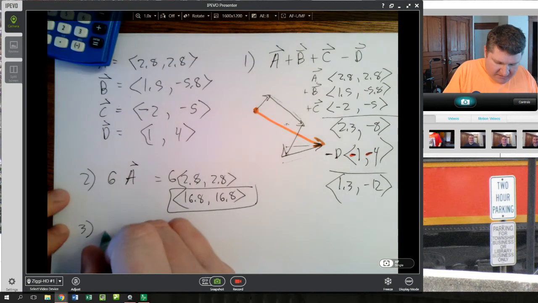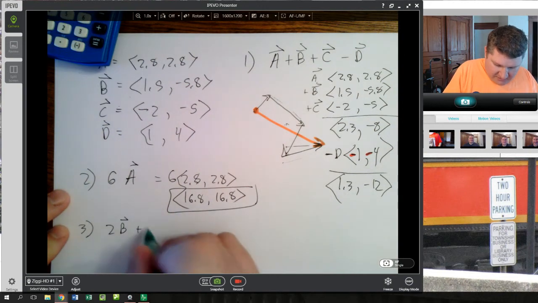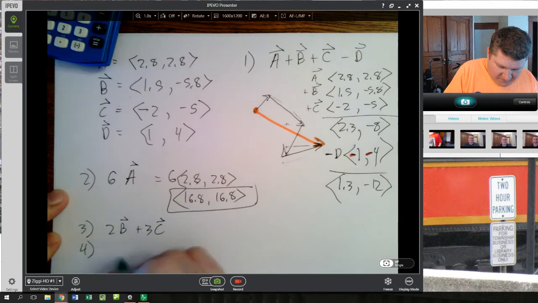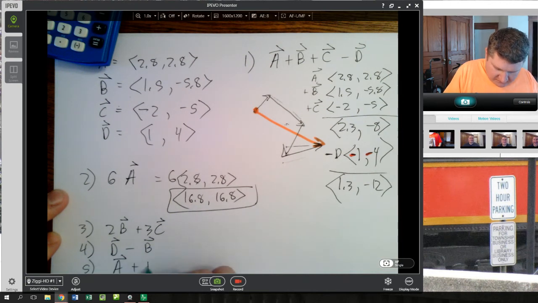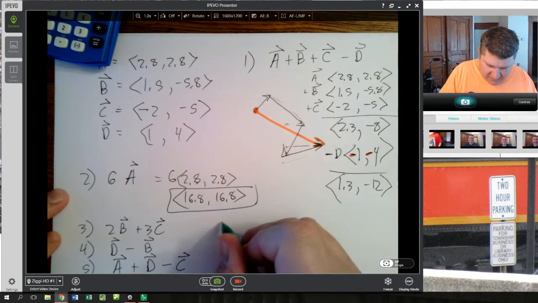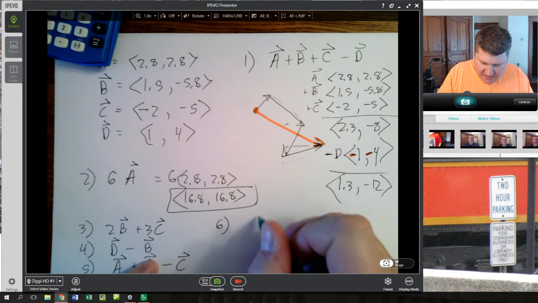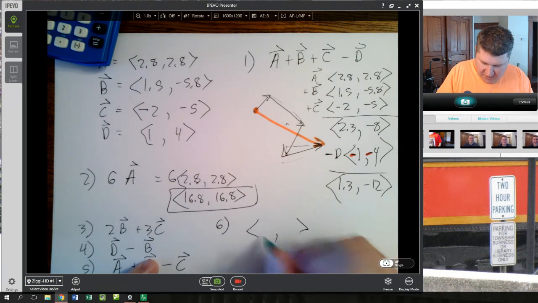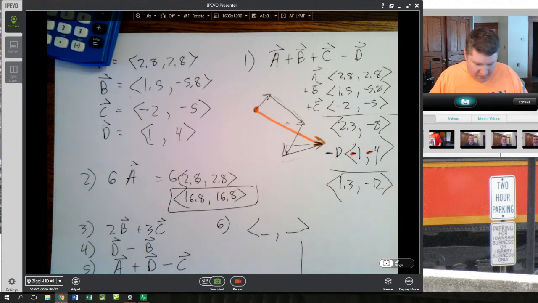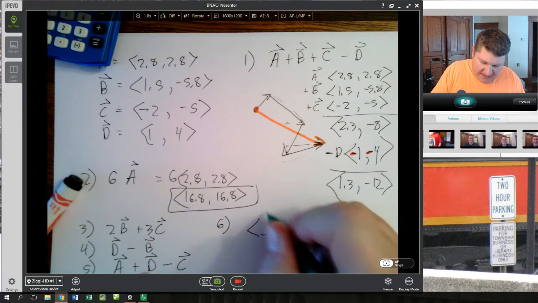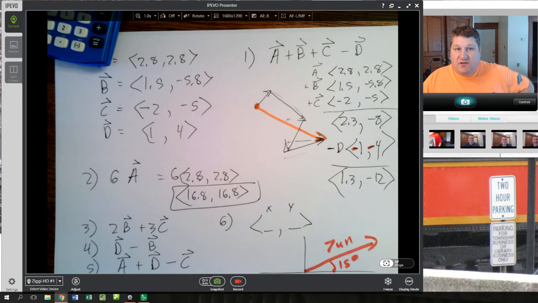I want you to do number 3. I want you to do 2b plus 3c. Number 4, d minus b. Number 5, a plus d minus c. And then for number 6, I want you to do the following. I want you to find the component form of this vector: 7 units at 15 degrees. So you need to find x and y. Okay, good. Do that.